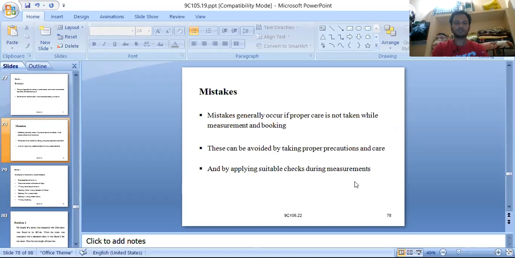And finally, we have mistakes. Mistakes generally occur if proper care is not taken while measuring and booking the readings. This can be avoided by taking proper precautions and care, and by applying suitable checks during the measurements, we can avoid different mistakes.